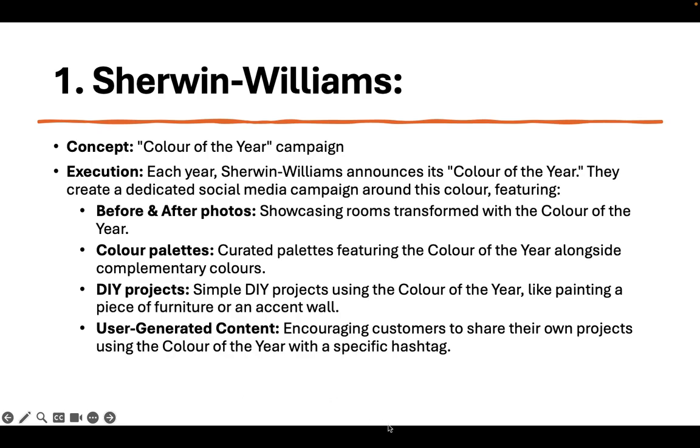The first company we're looking at is an American company called Sherwin-Williams. They're a big paint retailer, and their concept is that they come up every year with a Color of the Year campaign. Each month they have a Color of the Month, and they promote it on social media, and then at the end of the year they choose one of those 12 colors as their Color of the Year. They create a dedicated social media campaign around the Color of the Year, and here are some of the things that they feature: before and after photos.